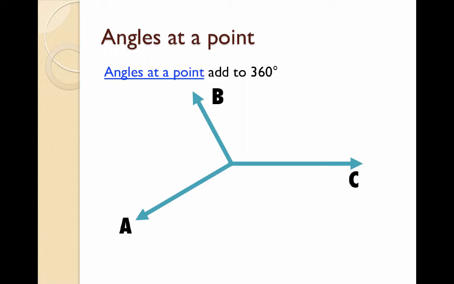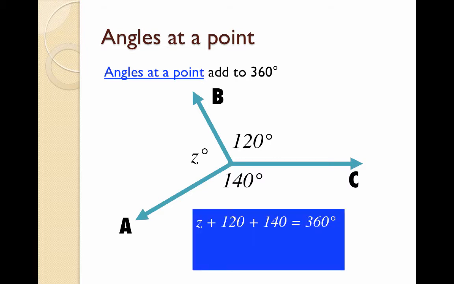Here I have three angles, 1, 2, and 3. All three of those add up to 360. If I know what two of the angles are, I might be asked to find what the third angle is, in this case Z. Here's how I work it out. I write out a sentence. I know that if I add my three angles, Z, 120 and 140, I'll get 360 because they're angles at a point, sort of like a circle.